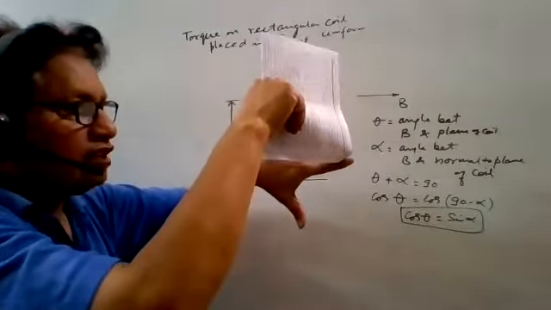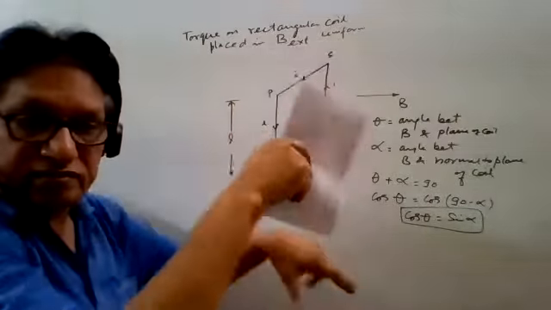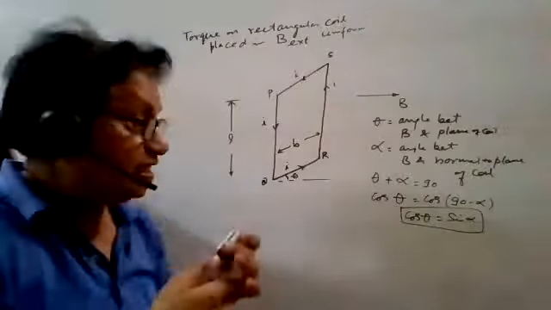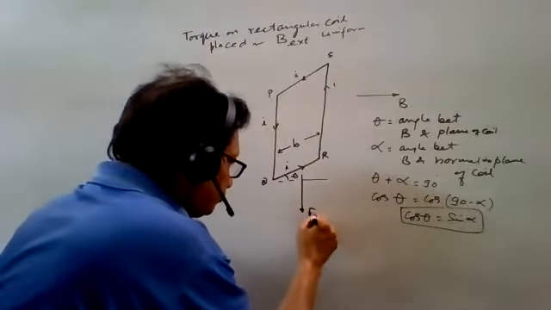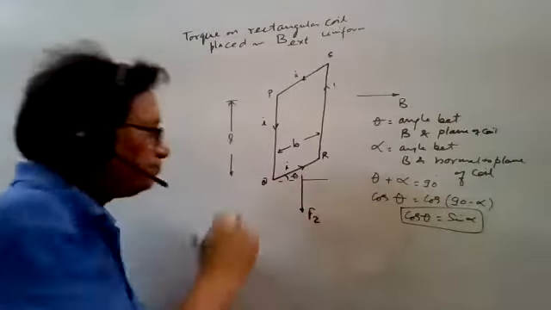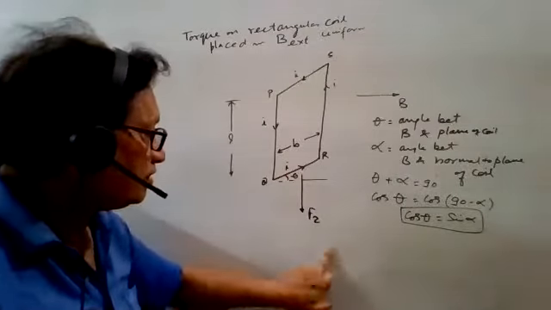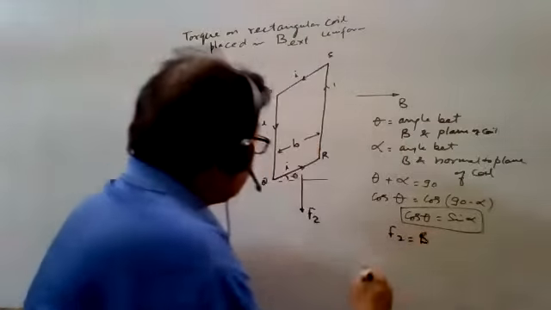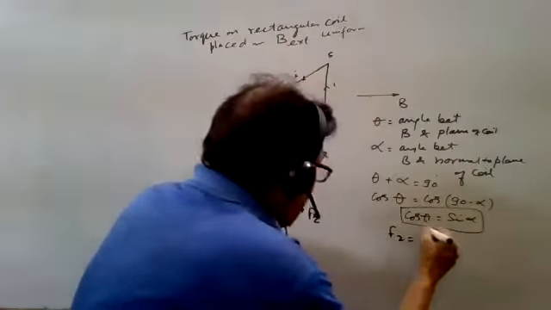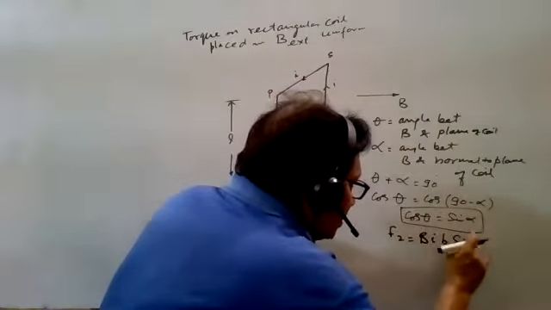So this is the magnetic field, four fingers; this is the middle finger, current; this is the thumb, force downward. Let's say this force is F2. F2 is the force on QR, and the value of F2 is B, the magnetic field, I, the current, and the breadth B, times sin theta.